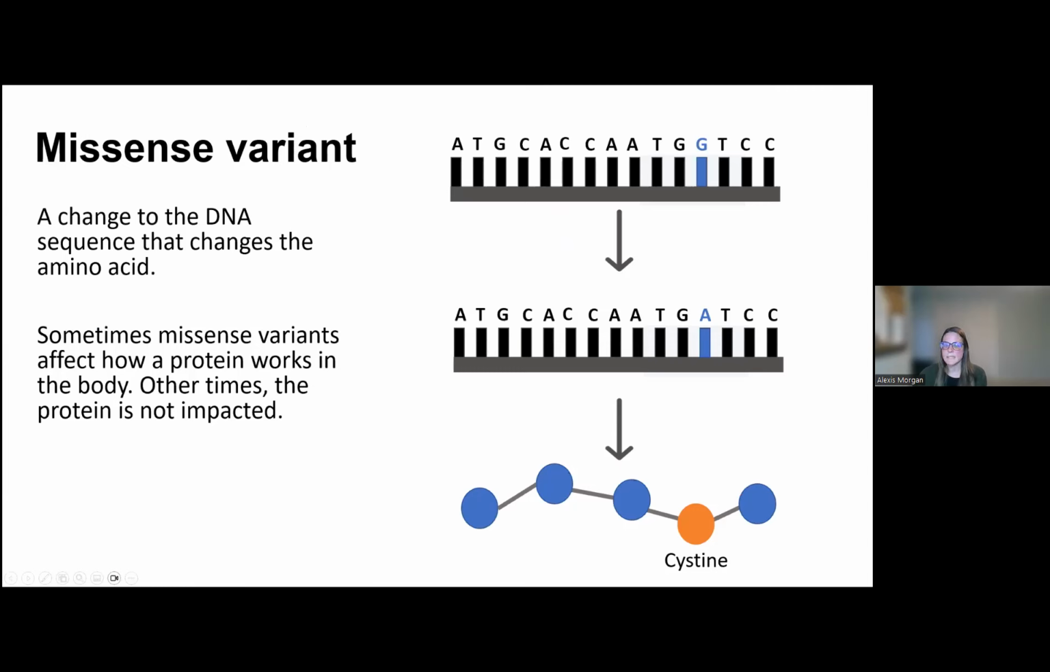Versus a missense variant changes the protein from one amino acid to a different amino acid. So here, the typical variant is a G, and that G is changed to an A in the patient. When that G is changed to an A, it changes this amino acid from a serine to a cysteine, therefore possibly affecting the protein.